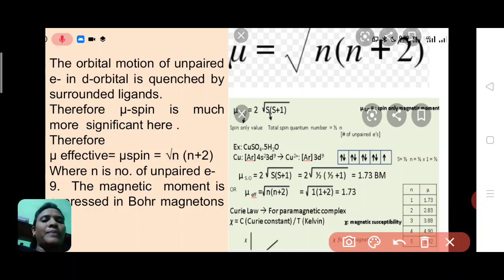And this magnetic moment is expressed in which unit? That is Bohr magneton. Bohr magneton is written as capital B and capital M.